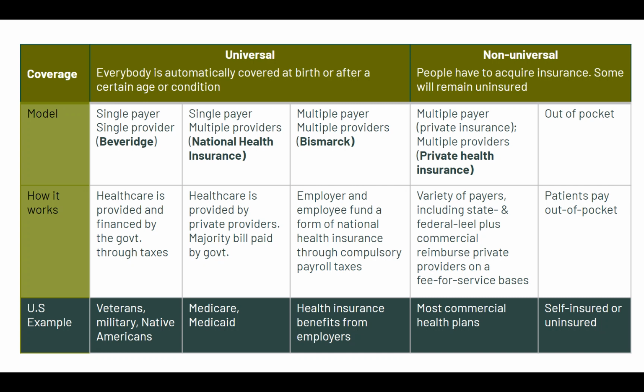Then you have the Bismarck model. Multiple payer, multiple provider. The payer and the employer fund a national insurance program through compulsory tax. So what happens is that everybody buys into a health insurance, and it is deducted through tax or some kind of payment structure. So the employer is paying, the individual is paying, and in this case, so long as you have a job, you get insurance. That kind of system.